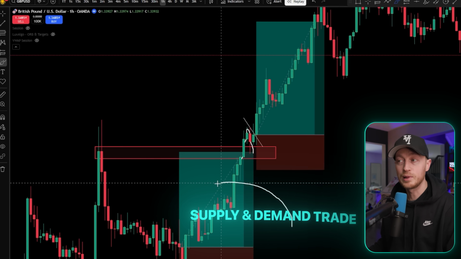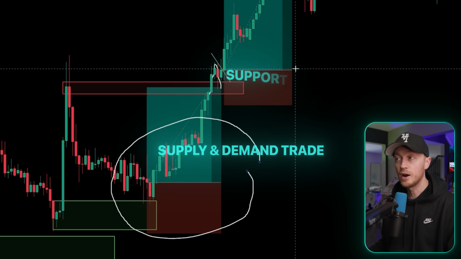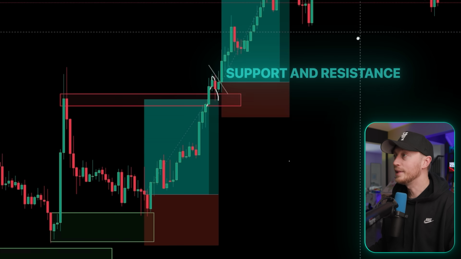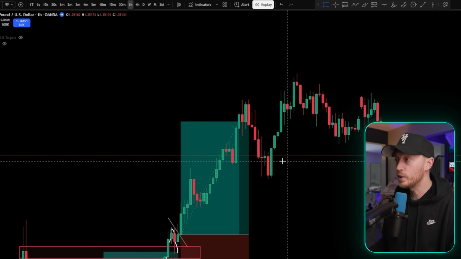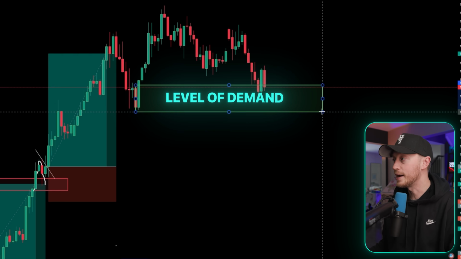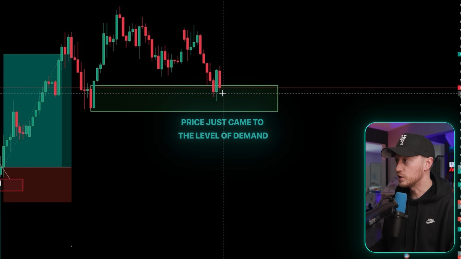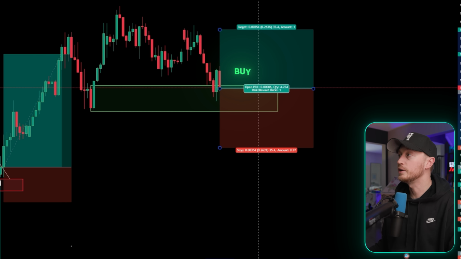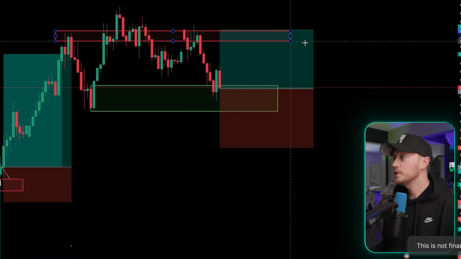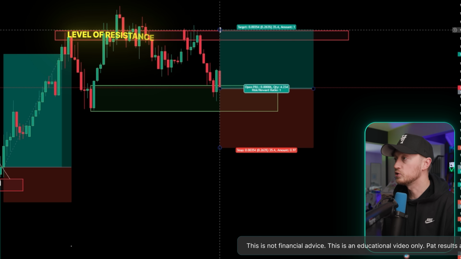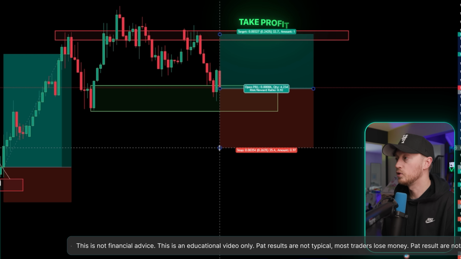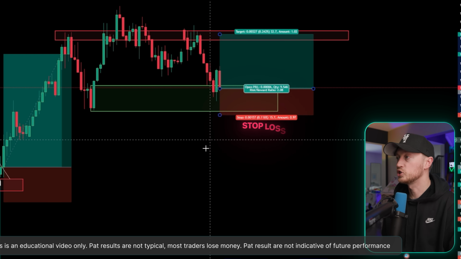So we just had our supply and demand trade. We just had our support and resistance trade. Let's place another trade. Look, we have a level of demand right here. Price just came back to that demand level. So I'll be looking to take a buy position right here. And based on the current price, I'd be looking at a level of resistance right there for my take profit level, a level here for my stop loss level.